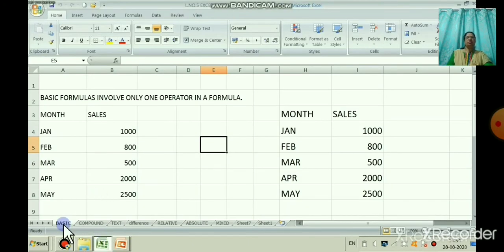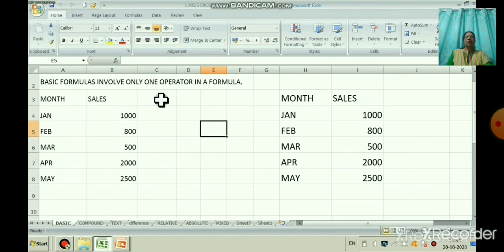Can you see here simple tables, that is month, sales. Here I have written Jan, Feb, March, April, May. That means here we have to calculate the sales, right. So, here you can see basic formulas involve one operator in a formula. What do you mean by operator? So, operator is plus, minus, multiplication. Okay. So, that is known as operator.